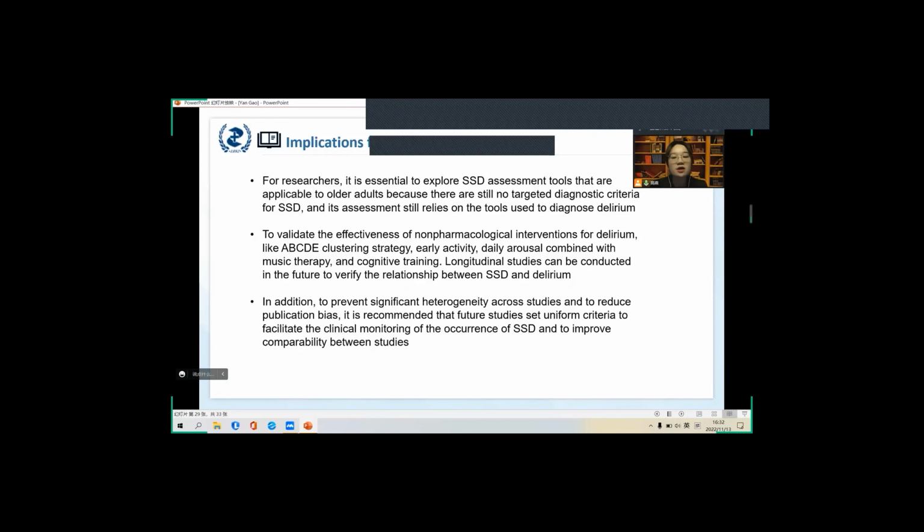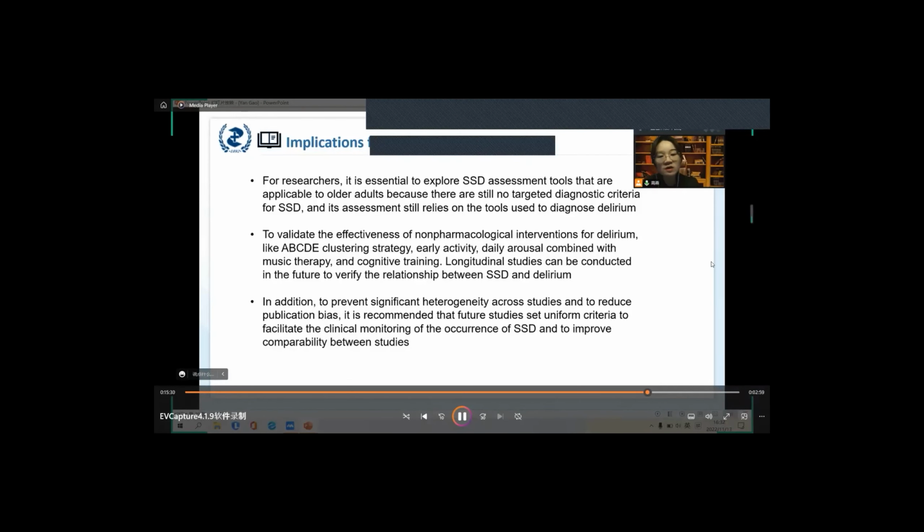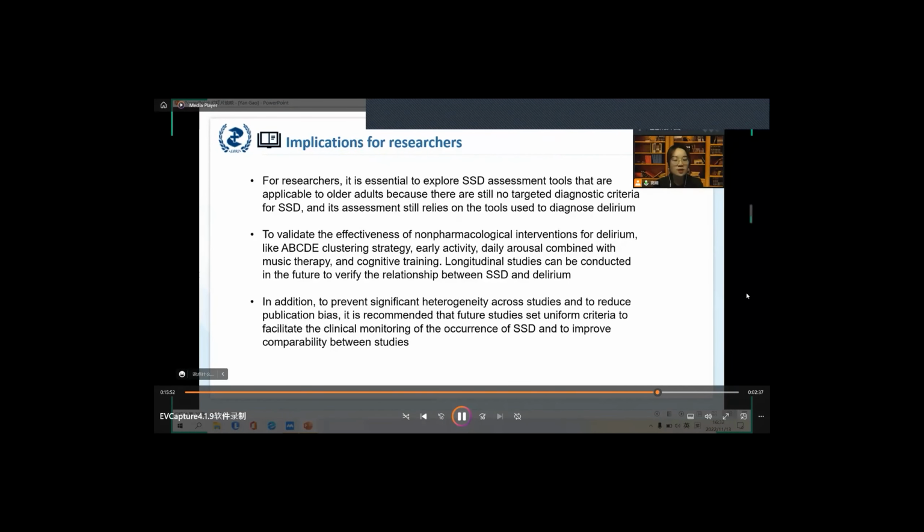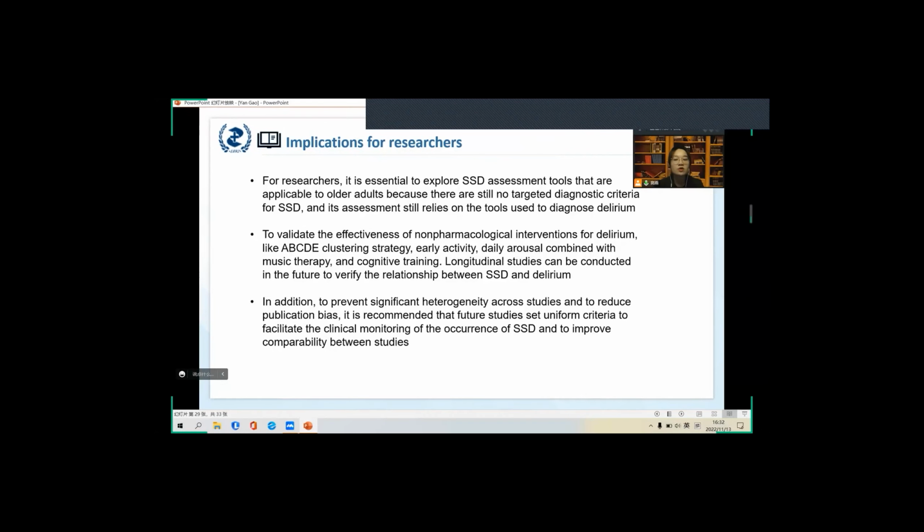To validate the effectiveness of non-pharmacological interventions for delirium, like the ABCDE bundle strategy, early activity, daily arousal combined with music therapy, and cognitive training, longitudinal studies can be conducted in the future to verify the relationship between subsyndromal delirium and delirium. In addition, to prevent significant heterogeneity across studies and to reduce publication bias, it's recommended that future studies set uniform criteria to facilitate the clinical monitoring of the occurrence of subsyndromal delirium and to improve comparability between studies.